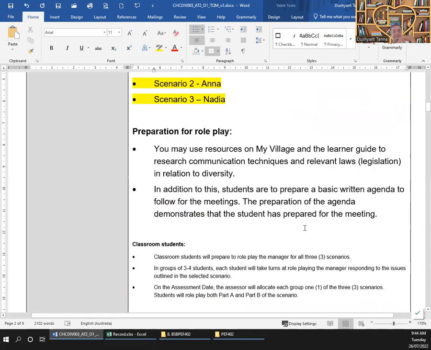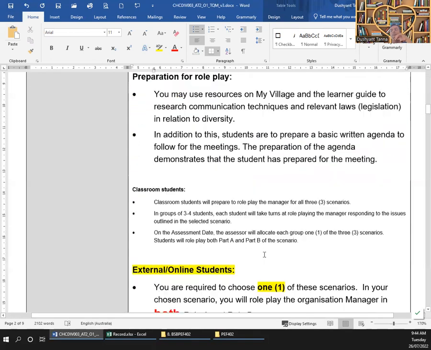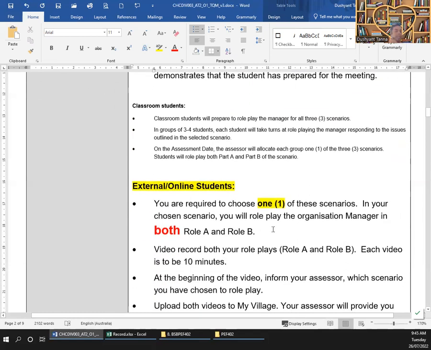Say, for example, I'm just picking our name, Casper selected the Uncle Bob scenario. Then Casper will submit 2 role plays. I repeat, 2 role plays for part A and B, role A and B. I'll tell you exactly what role play A and B are. Okay, we'll come to that. But remember, you are submitting 2 role plays and this Word document where you sign above, write your name and details. Video record both your role play A and B.